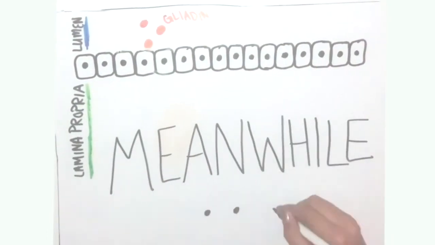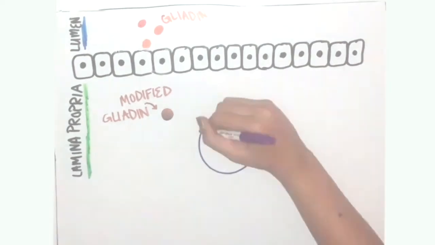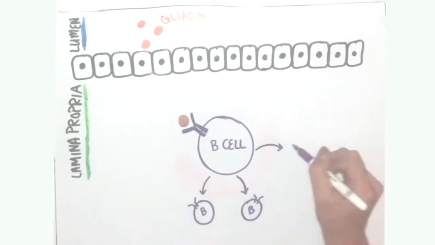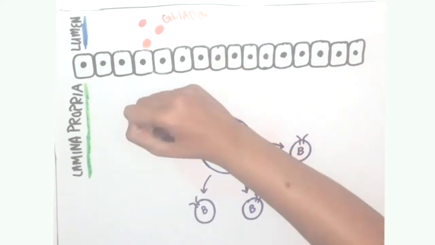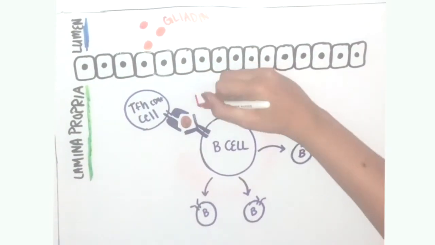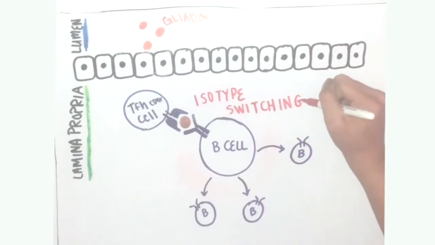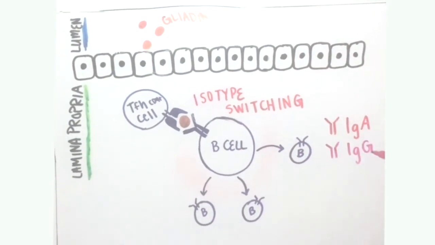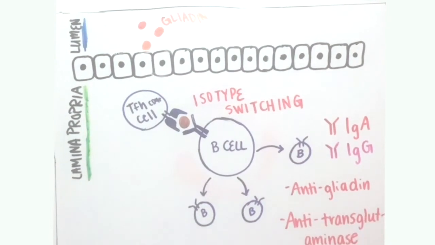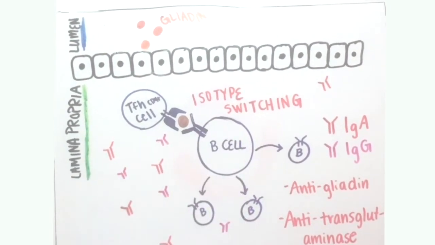While all that activation of the T cell response was happening, the modified gliadin was also binding to B cell receptors and inducing proliferation of B cells. The same thing that activated the T follicular helper cells also activated the B cells. That way, the T follicular helper cells induce isotype switching in the B cells. The B cells then produce IgA and IgG antibodies against gliadin and tissue transglutaminase. This response doesn't protect the celiac disease patient from anything, but it is used to diagnose celiac disease.